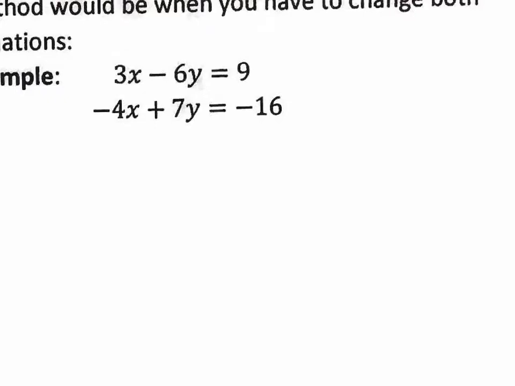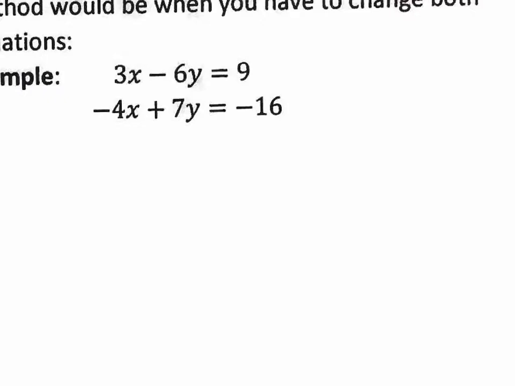X's. X's look a little bit easier to get rid of. I need to get this to become a certain value and this the exact opposite value. It would be nice if this were a 2 instead of a 3. That way I could convert it to a 4, which will cancel out with a negative 4. So 4 on the top.